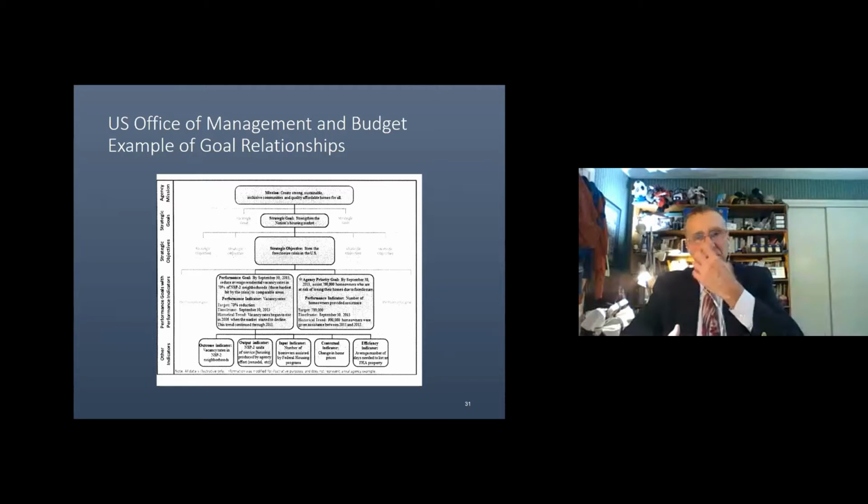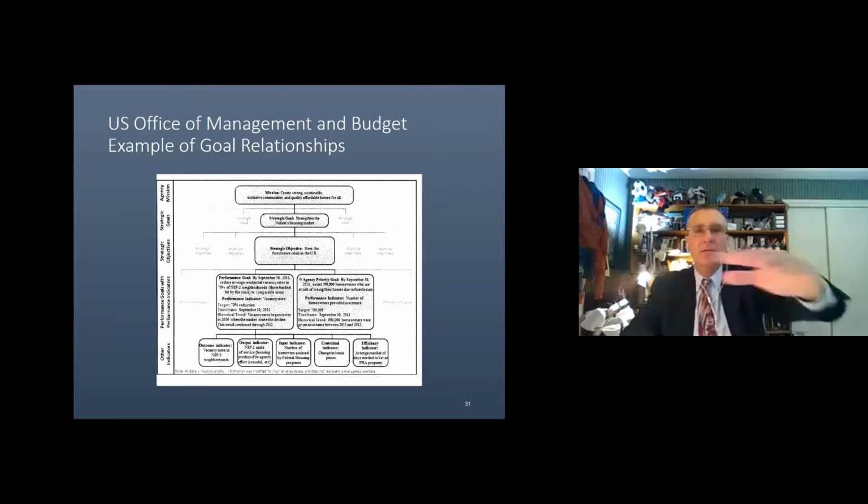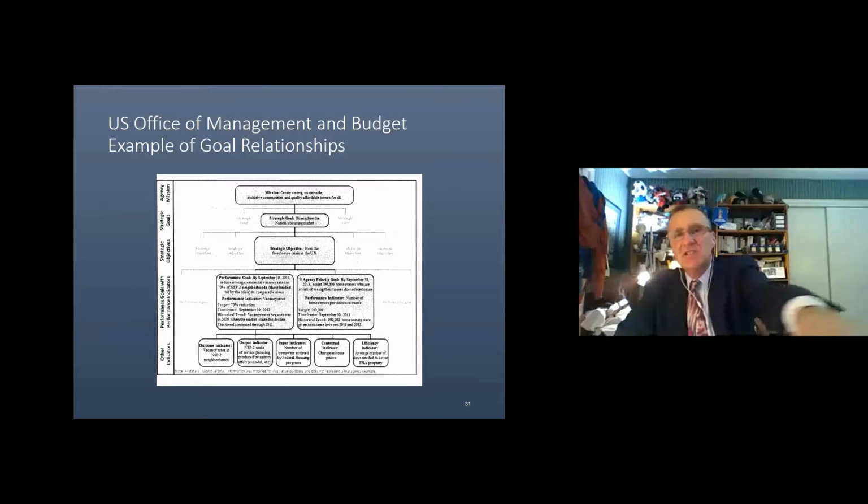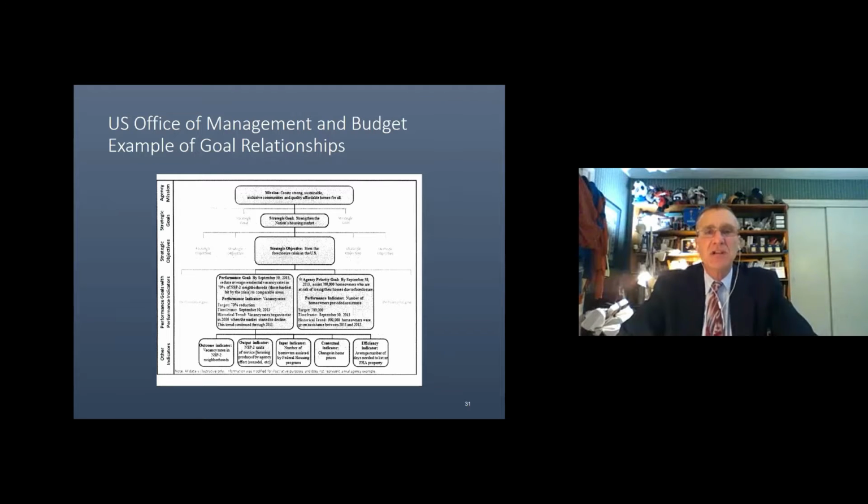This is an illustration that they put up just to show the relationship among the various goals. In this case, it's dealing with affordable housing. I apologize that it's hard to read on the screen. You can see the mission of the organization is to create strong, sustainable, inclusive communities and quality affordable housing. It then has a series of strategic goals under that, one of which they highlight: strengthen the nation's housing market.